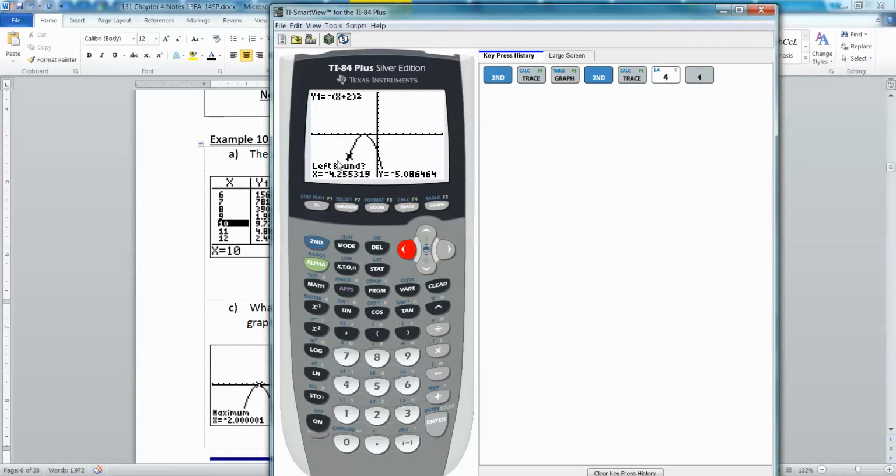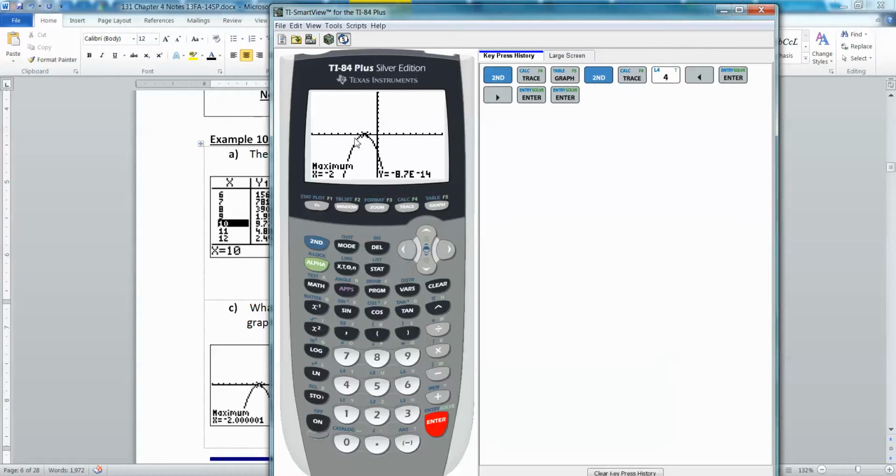And it's asking me where. I want to get this cursor to the left of that maximum. So see the blinking cursor? As long as it's to the left of the maximum, I can press enter. Hopefully this will work out okay. Then the right. So I'm going to take the blinking cursor and move it over here so that it's to the right of that maximum. So I'm going to press enter. And now it's asking me for a guess, and I'm just going to press enter.